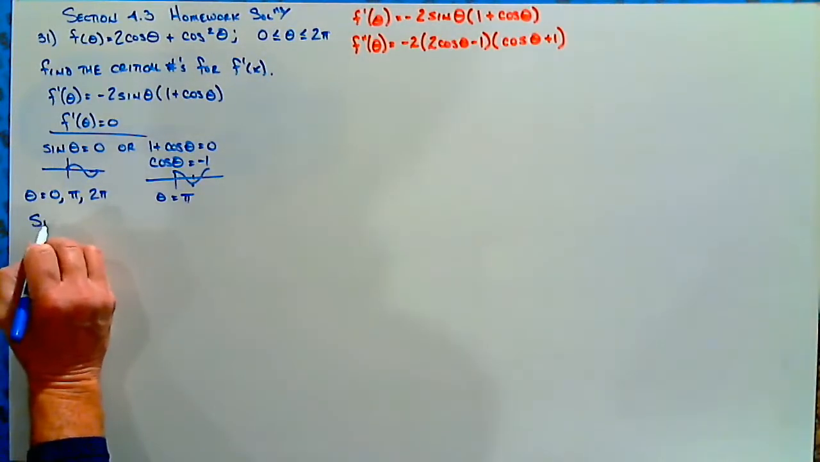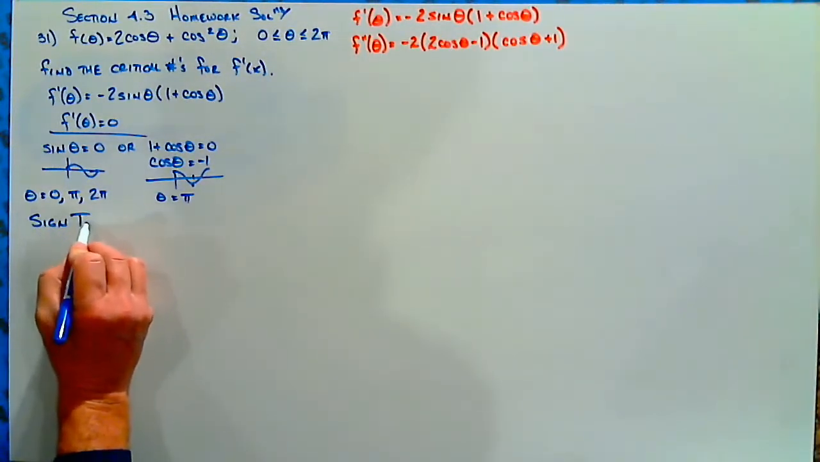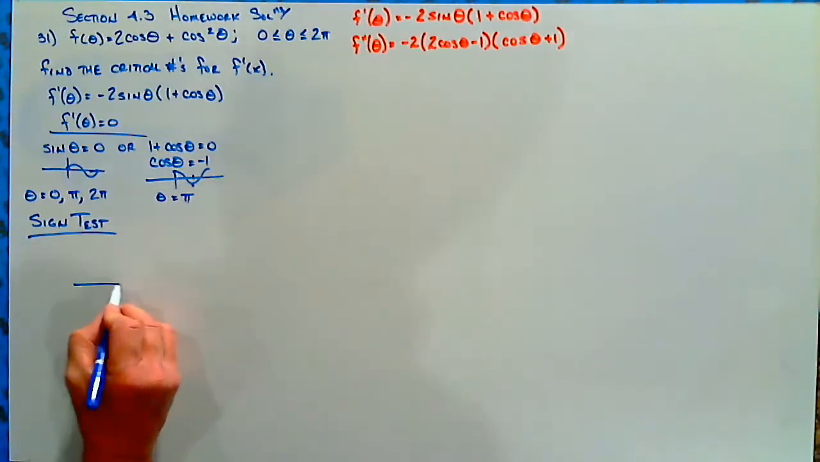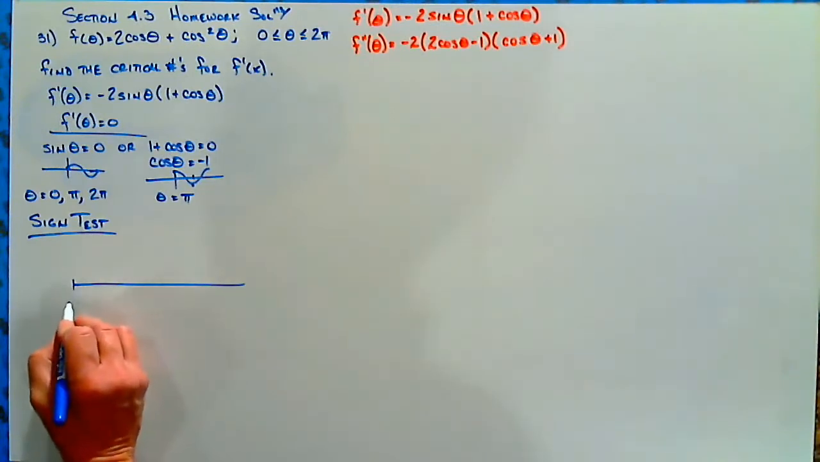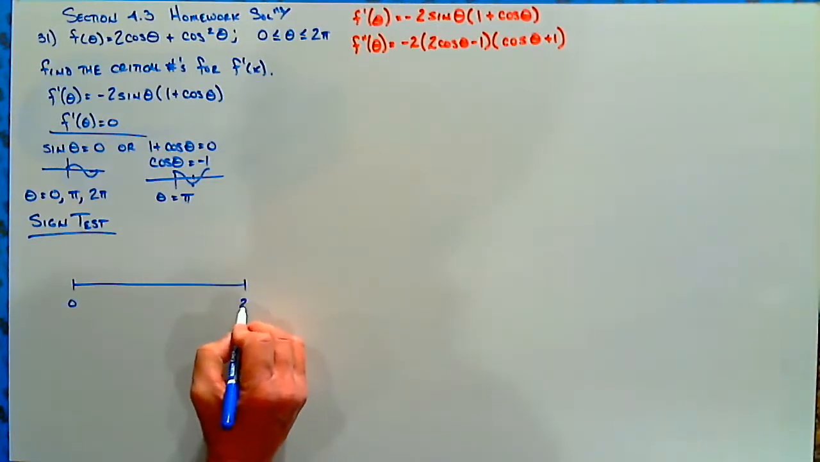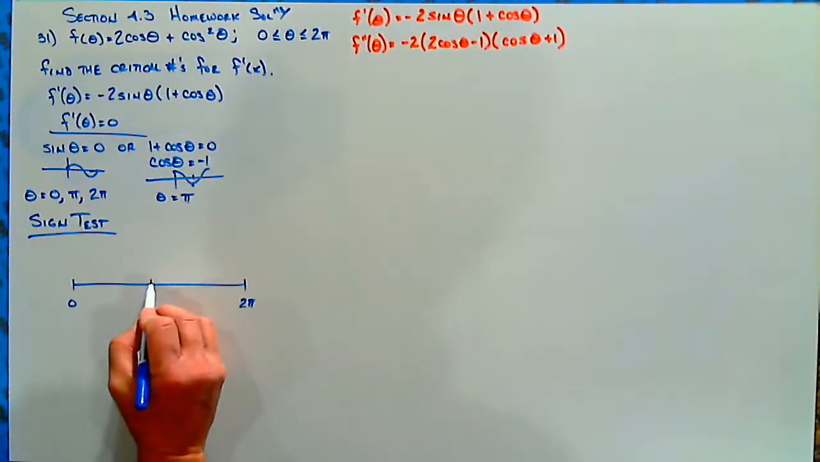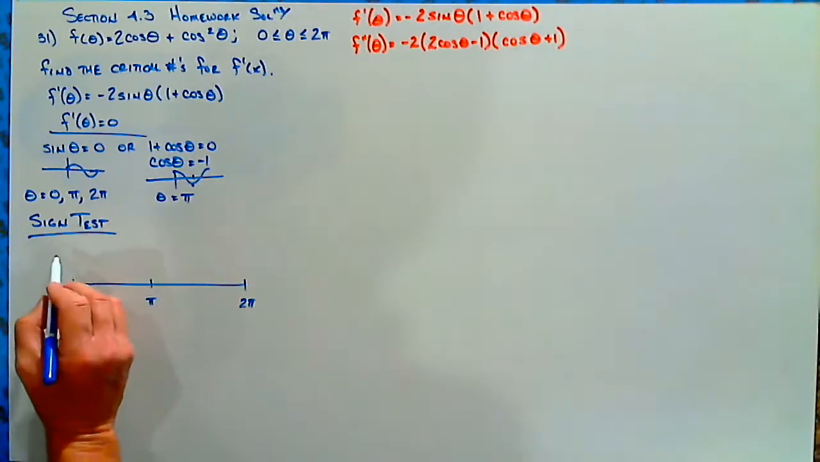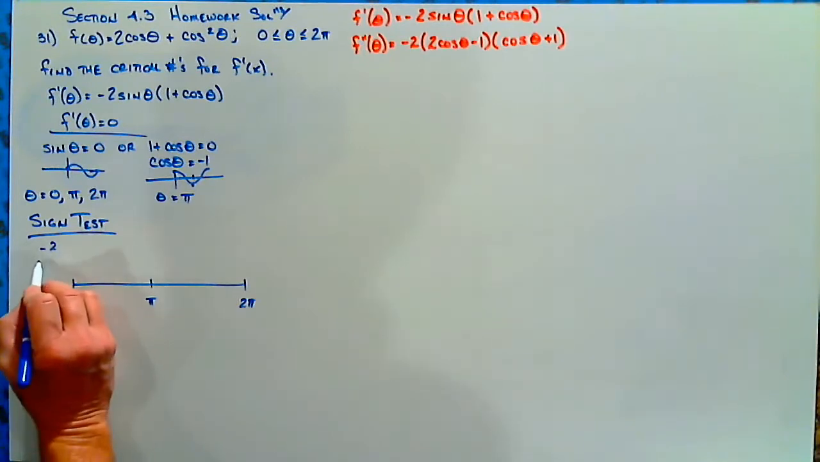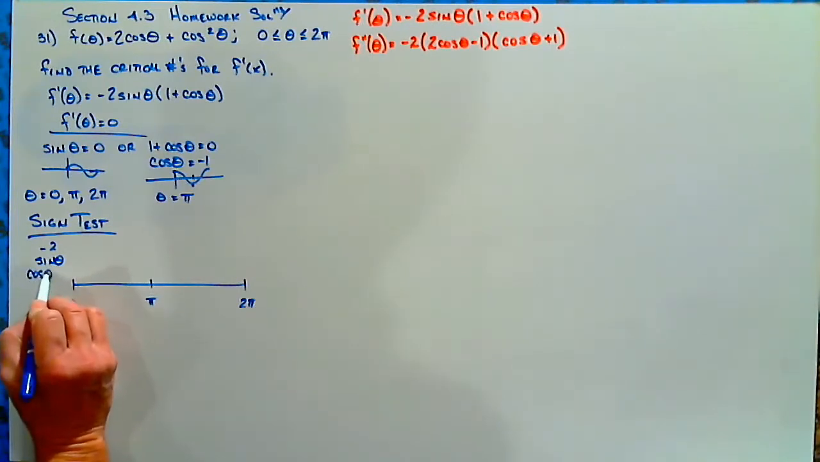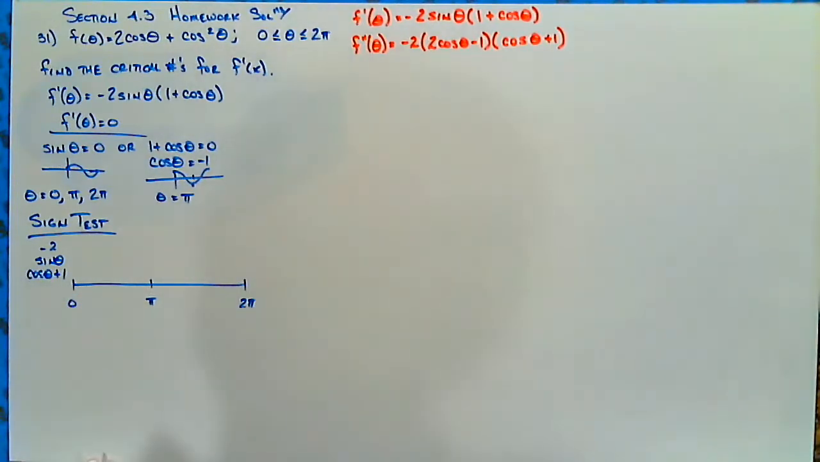So now we're going to conduct our sign test. Remember, we just draw our number line. Because we're on a closed interval, 0 and 2 pi are endpoints, it turns out. Our only other critical number is pi. Our factors are negative 2, sine theta, and cosine theta plus 1. Those are our three factors.